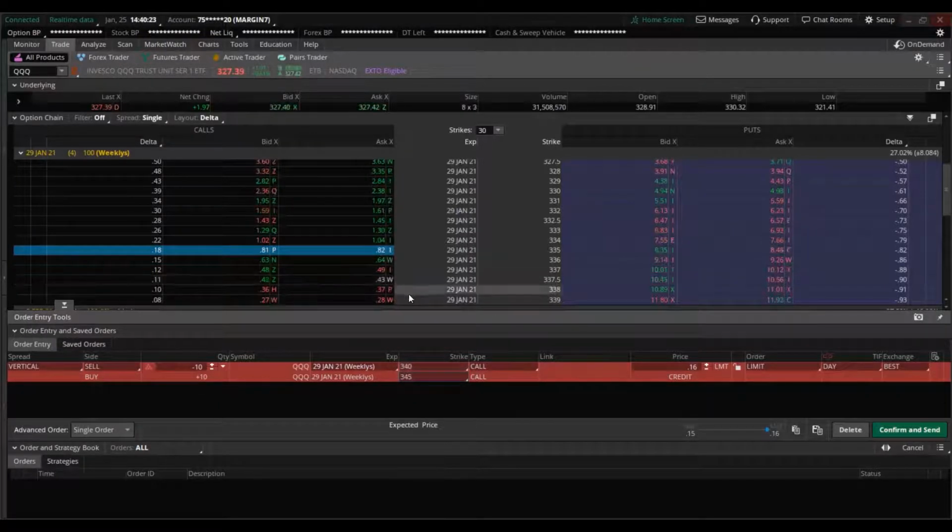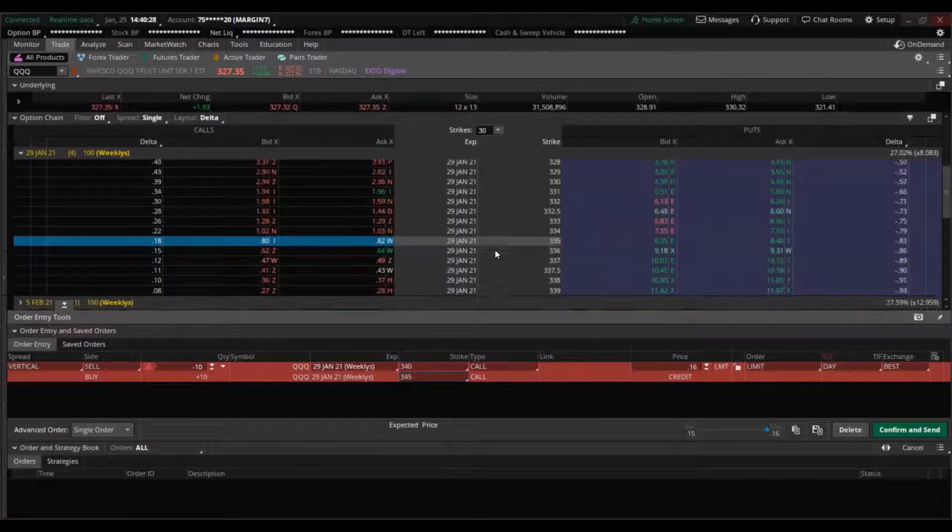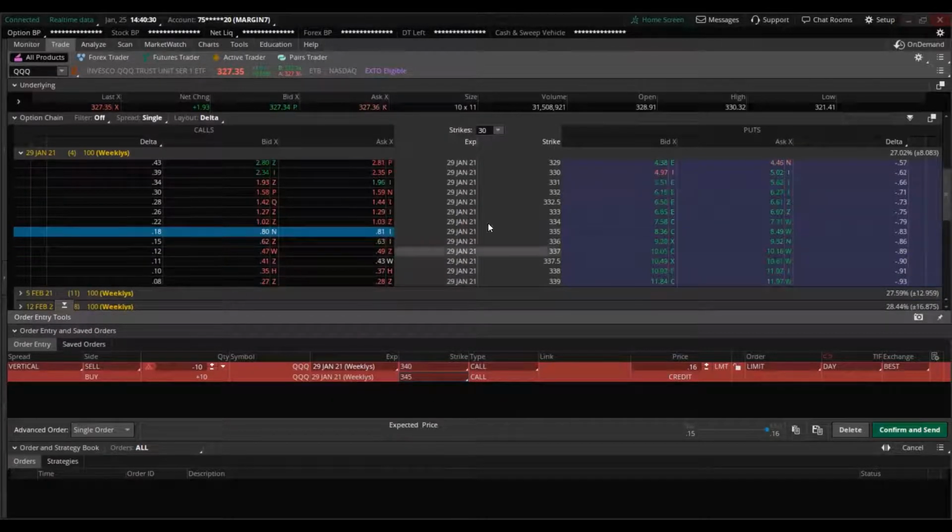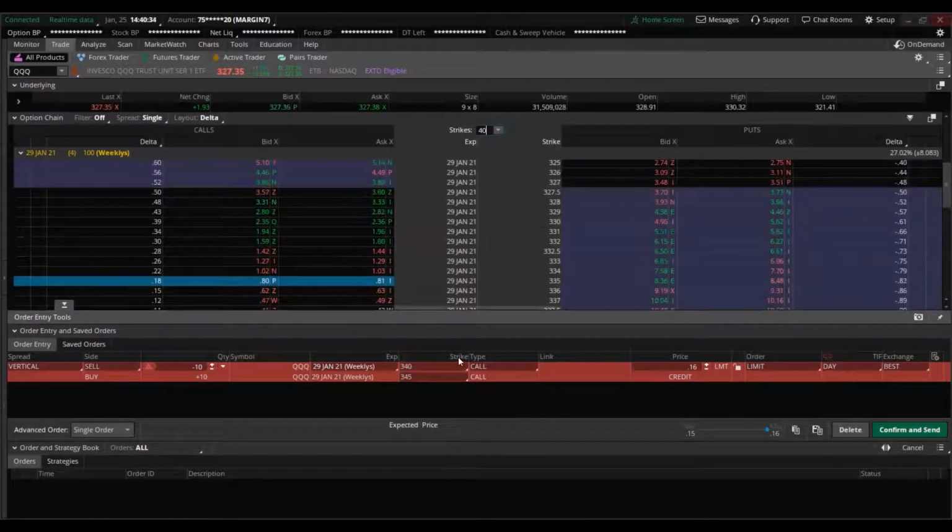$16. But now look, 340, I'm much further away. Yep, much further away, reducing my risk. So that's part of the money management. You decide what risk you want to apply and how much you want to collect.